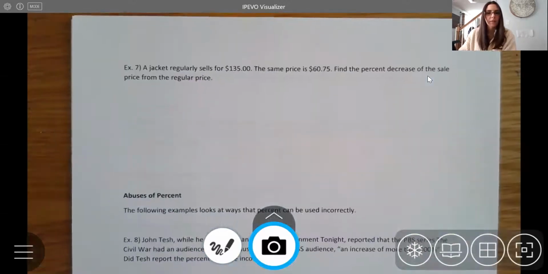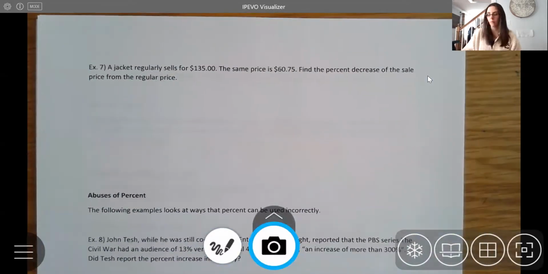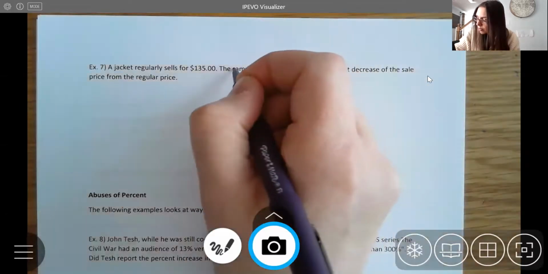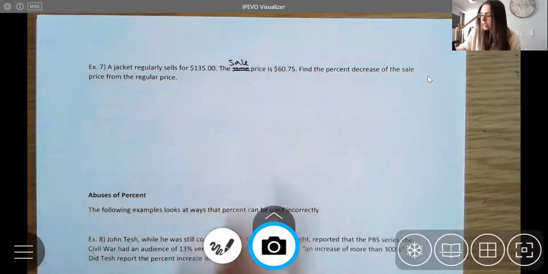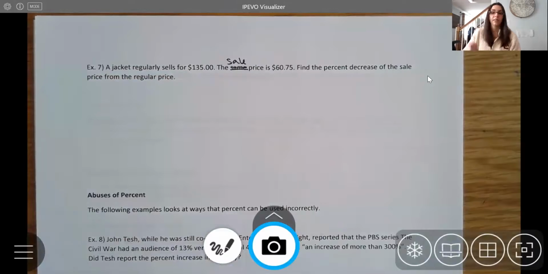All right, a couple more examples. A jacket regularly sells for $135. Sorry about this typo, guys. I should say the sale price. The sale price is $60.75. Find the percent decrease of the sale price from the regular price.